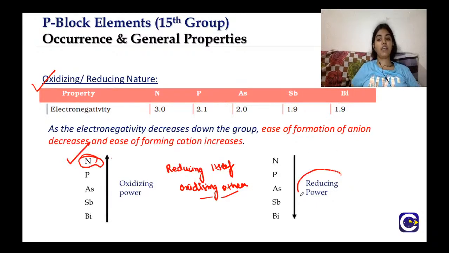If you consider the reducing power, basically the power to reduce others and get oxidized itself, what will happen here? Bismuth, being a metal, will tend to lose electrons, because metals are electropositive in nature, and therefore it will readily get oxidized and reduce the other species. Therefore the reducing power increases down the group, and the oxidizing power decreases down the group. Okay.